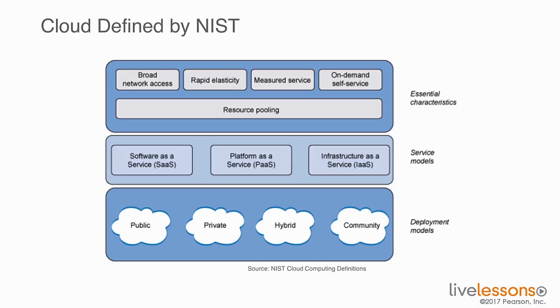There's also different deployment models. You may have heard the terms public cloud, private cloud, hybrid cloud, and even community cloud. As you can see, there's lots of different pieces and parts that work together to give us what we call a cloud. And during this lesson, we're going to be investigating all the different pieces and parts that make up a cloud. But first, let's talk a little bit more about the deployment models.